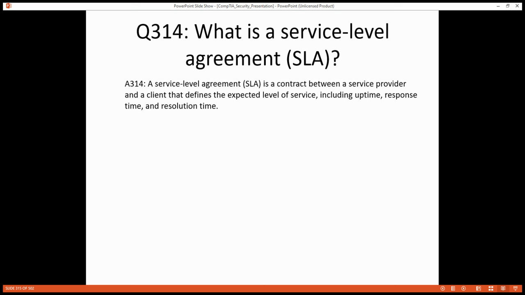Q314. What is a service level agreement, SLA? A314. A service level agreement, SLA, is a contract between a service provider and a client that defines the expected level of service, including uptime, response time, and resolution time.